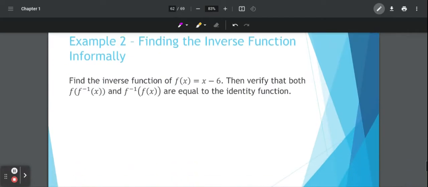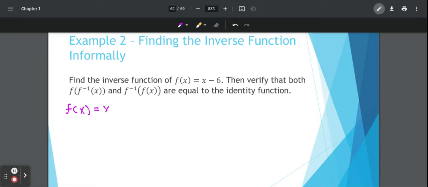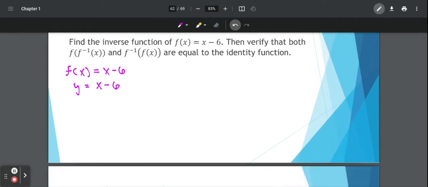So for this example, we're going to find the inverse and then go through that verification to show that they are actually inverse functions. So first, if our function is x minus 6, then we would replace the f of x with a y. Oops, that was supposed to be a 6. And then to find the inverse, we switch x and y and then solve for y. So y equals x plus 6. And then go back to the original name. So the function was f of x. So we would say the inverse of f is x plus 6.